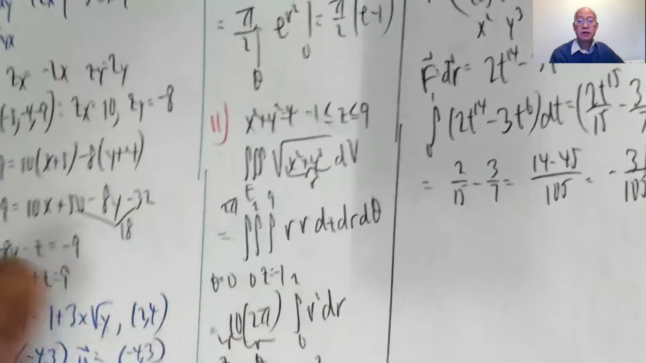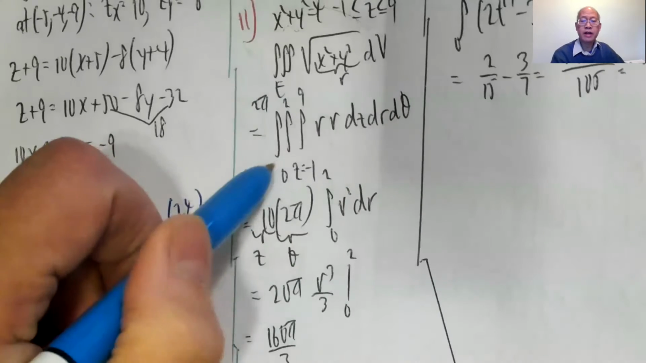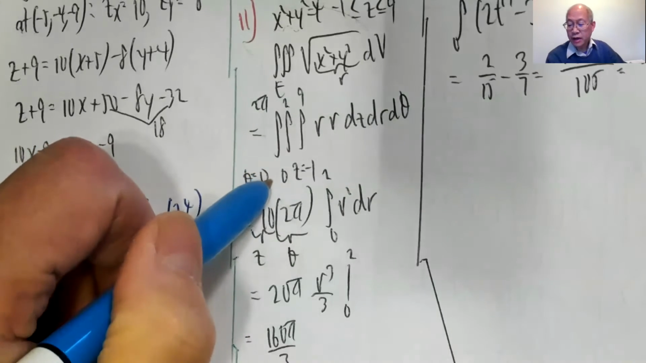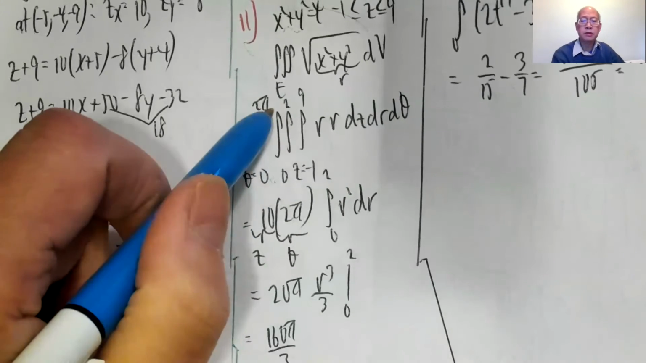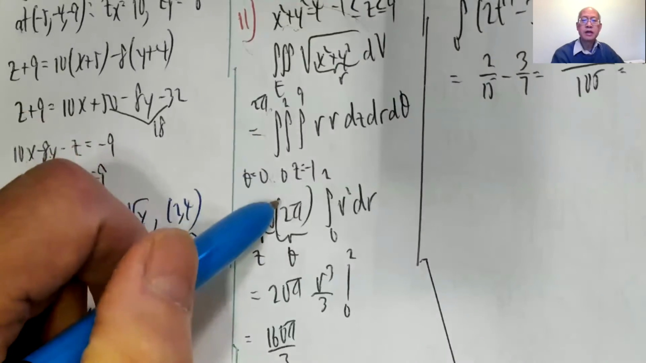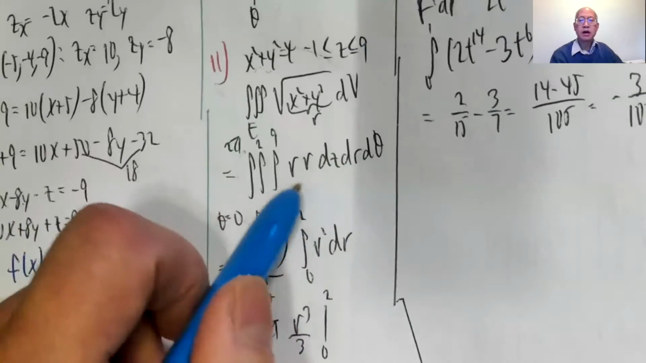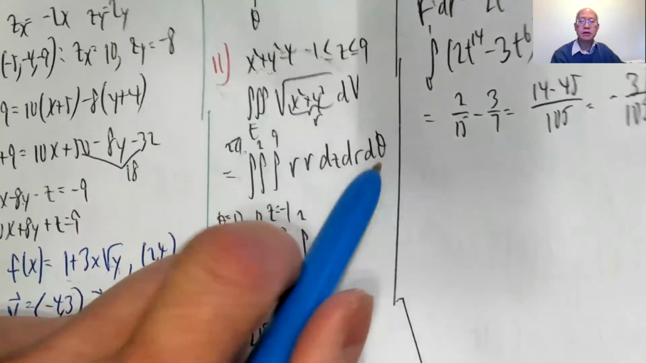And you've got a circle of radius 2. We have x squared plus y squared equals 4. So r is going from 0 to 2, theta from 0 to 2 pi, z is going from negative 1 to 9 of r times r dz dr d theta.